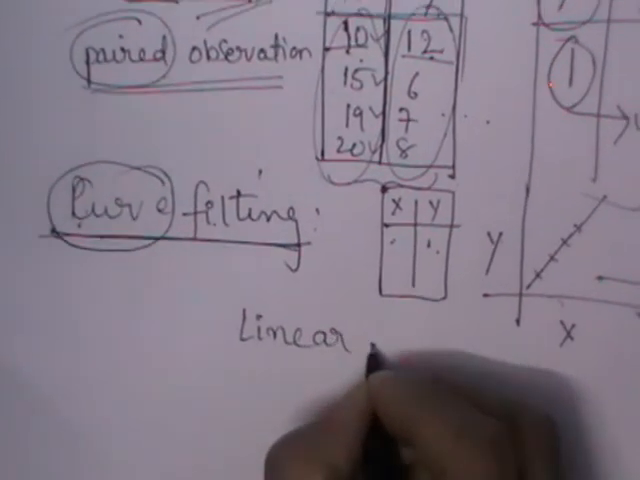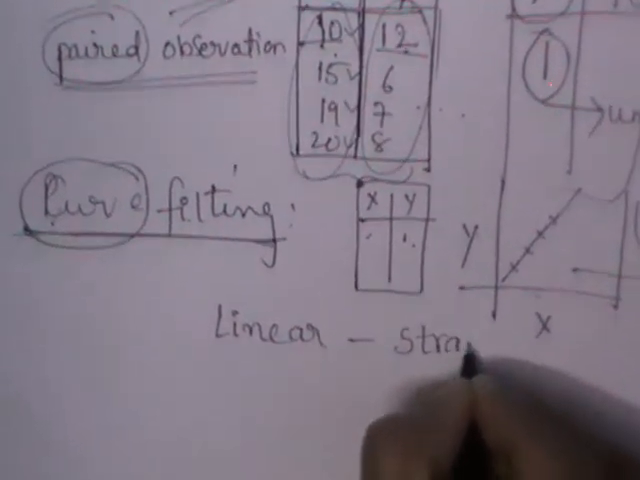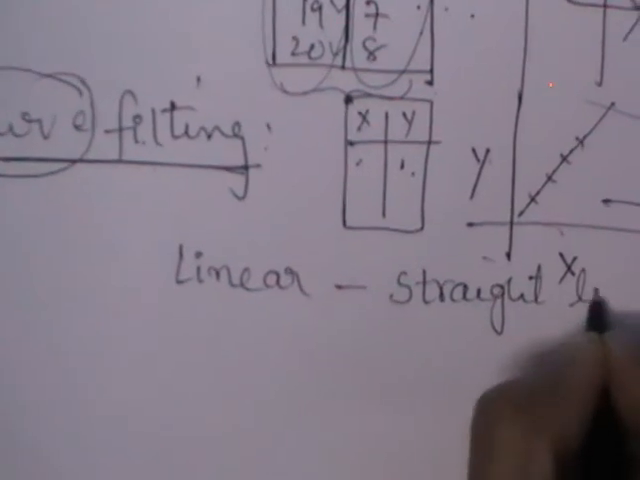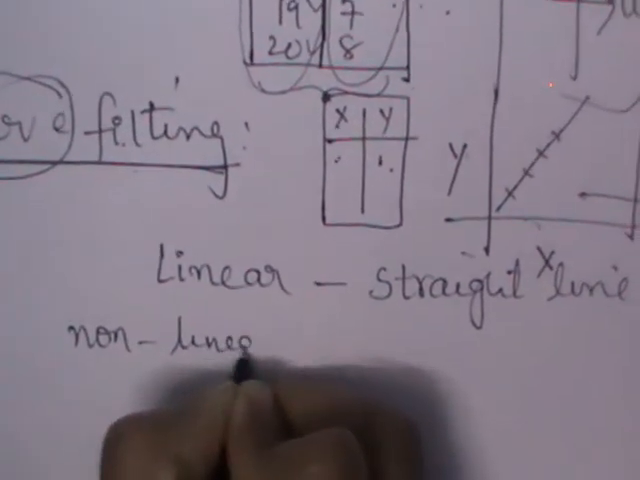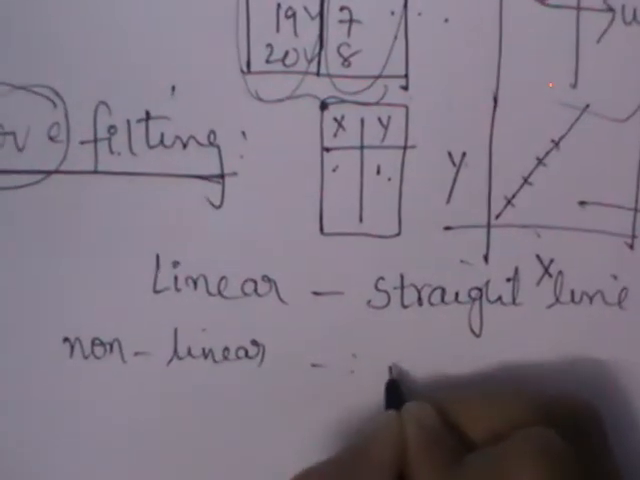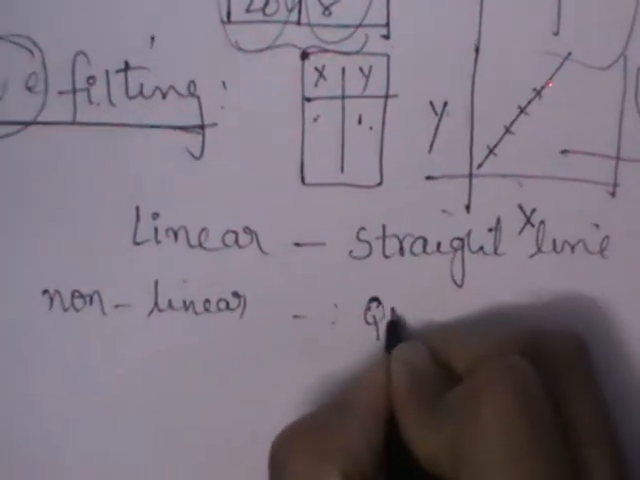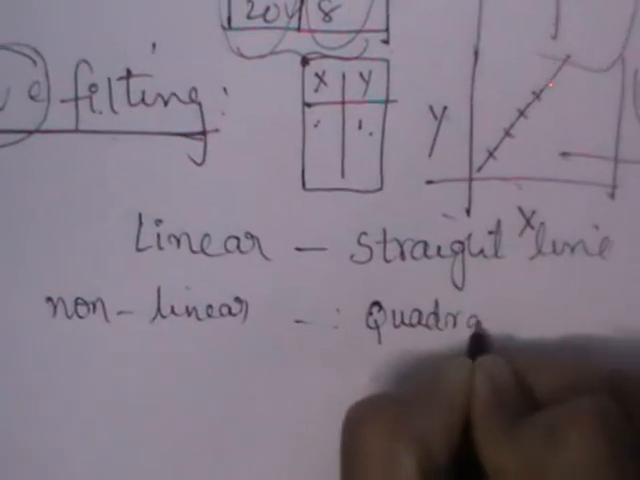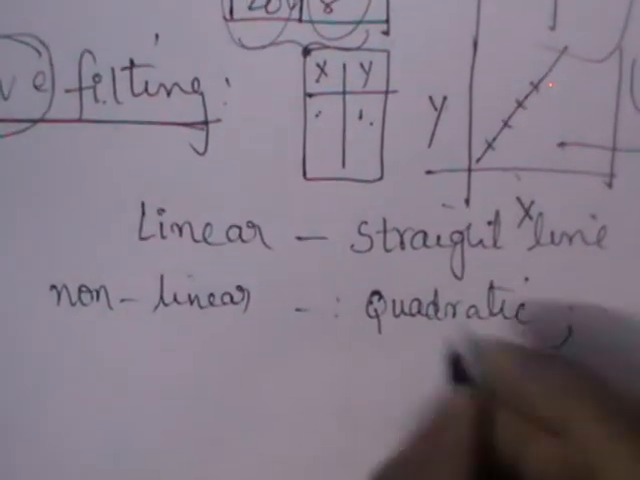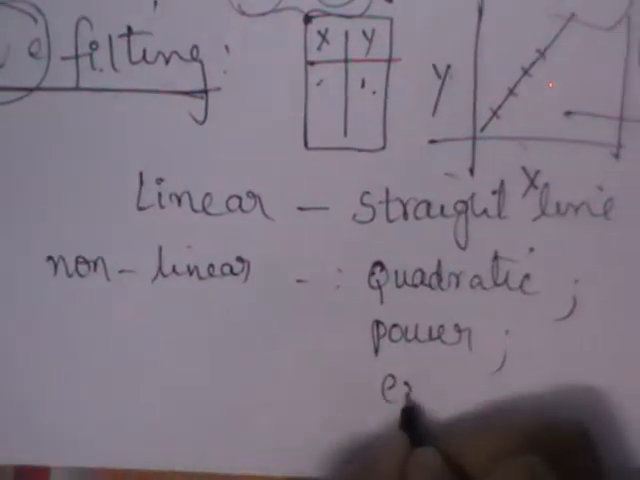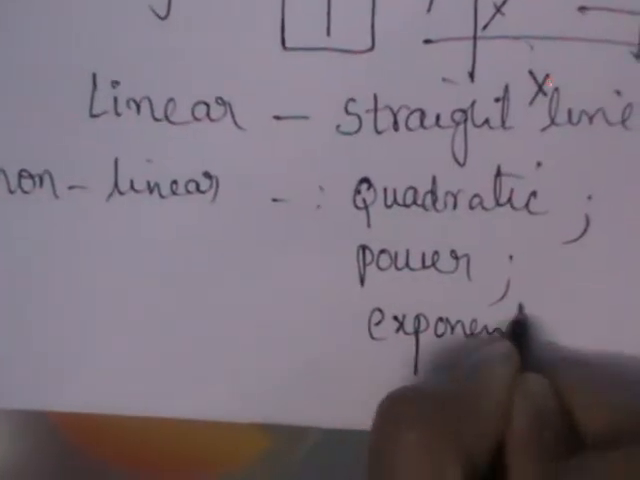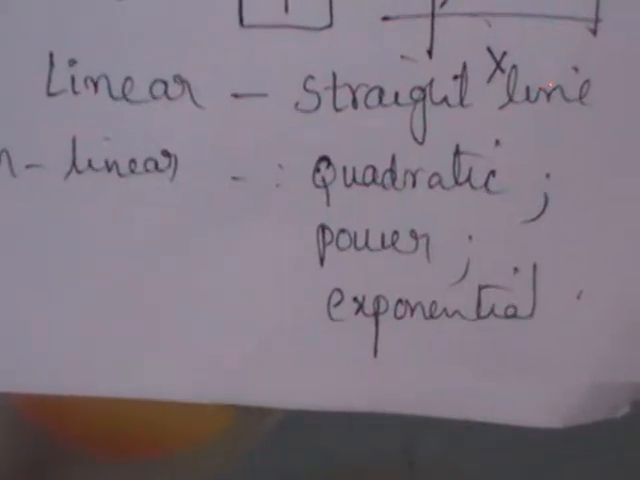What do you mean by linear? Linear means it may be a straight line. Non-linear means it may be a quadratic, or power, or exponential curve.